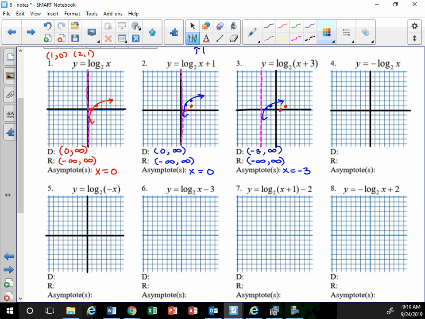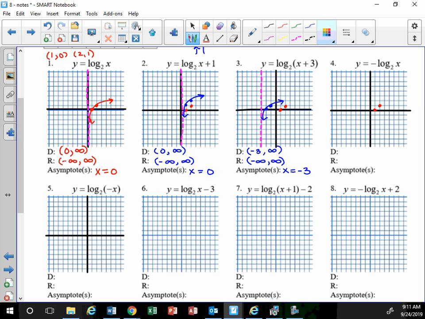All right, so I start with 1, 0, 2, 1. Okay, the negative is out in front of the log. Which way am I flipping? Sideways or down? It's actually over the x-axis, guys. This is saying the negative's out in front. That means your y values are changing. So your y values are going from positive to negative. Okay, so you're flipping over the x-axis.